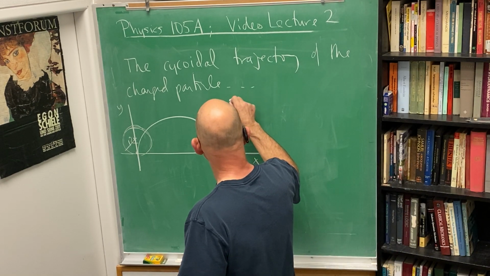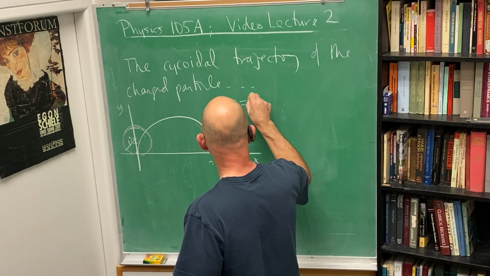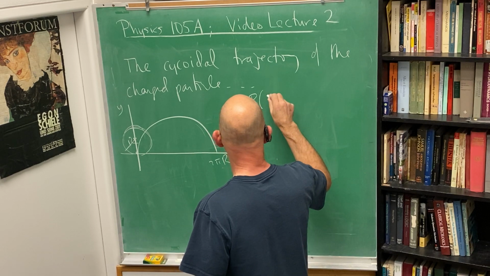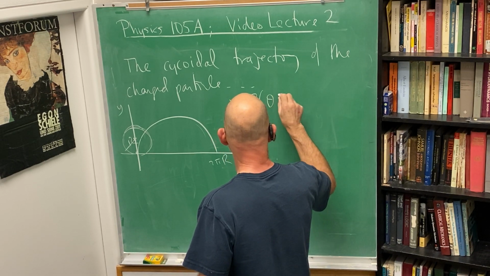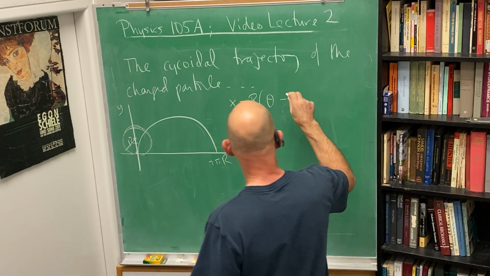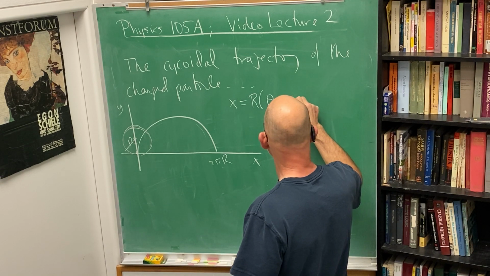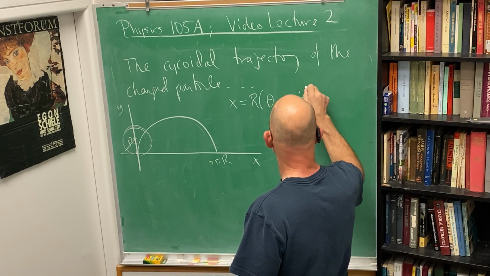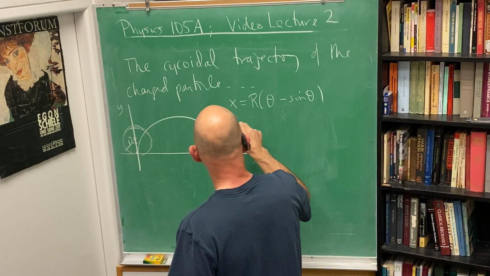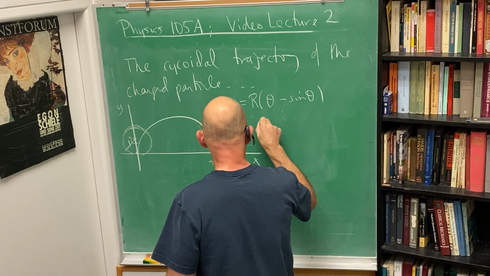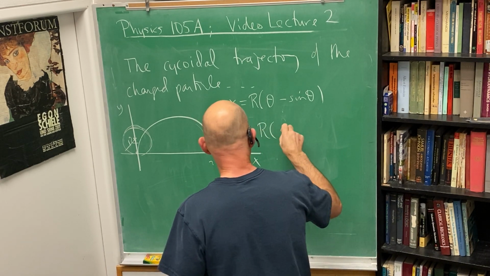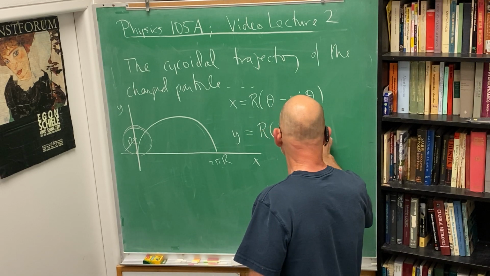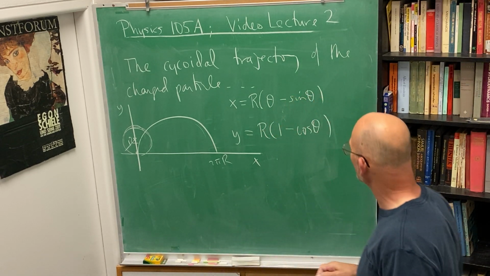namely x was equal to r (theta minus sine theta), y was equal to r (1 minus cos theta). I hope I got that right.